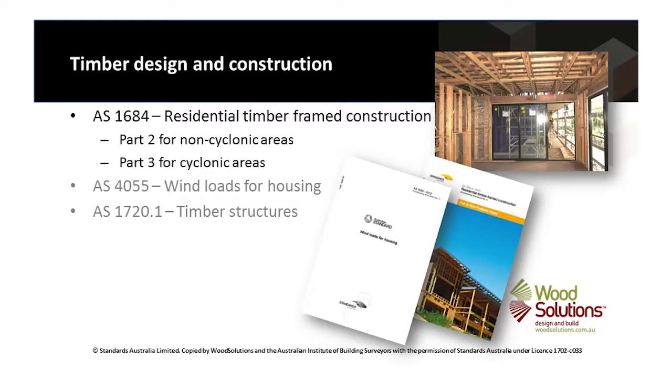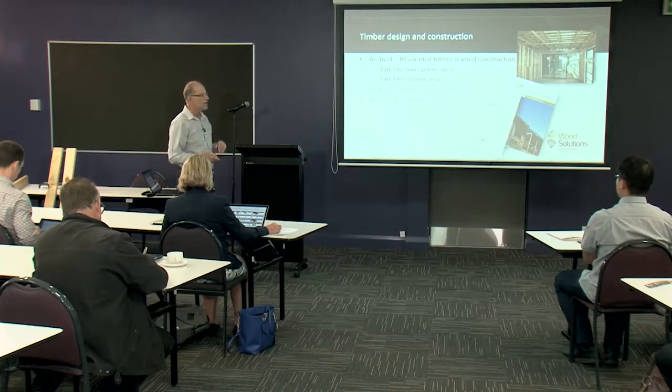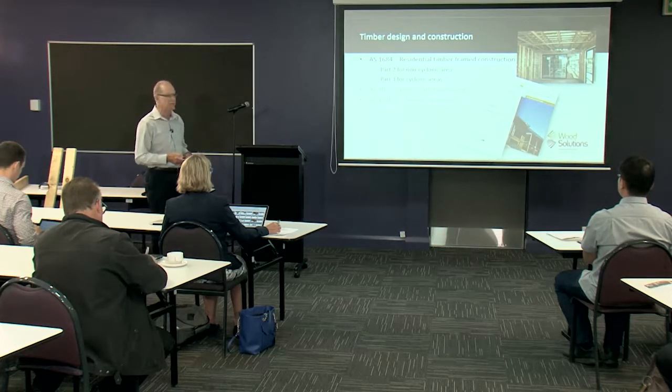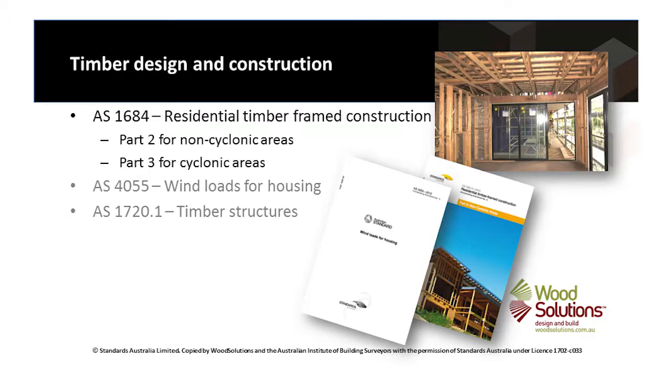So for timber design and construction, AS 1684 is our Bible. And there are 2 volumes that we mainly use. Volume 2 is for non-cyclonic areas. Volume 3 is for the cyclonic areas. And so if you're in an area that is experiencing cyclonic winds, wind region C and D, then we need to use part 3. There are 2 other standards that I've got on the screen, and these are standards that are used to support the AS 1684.